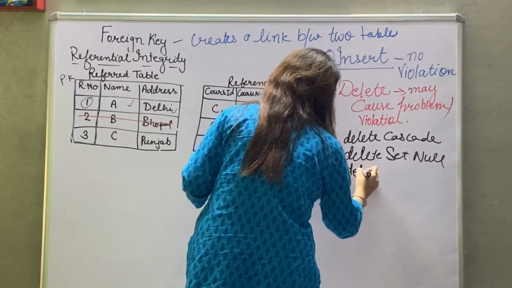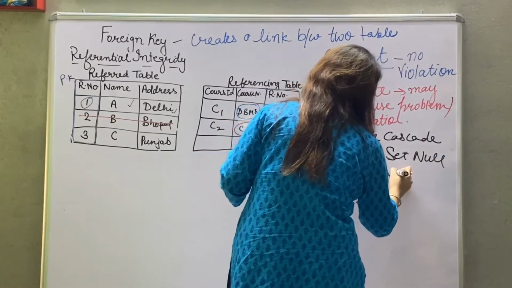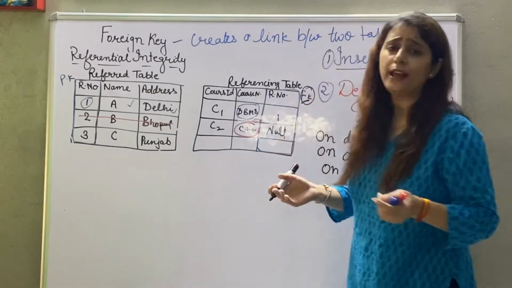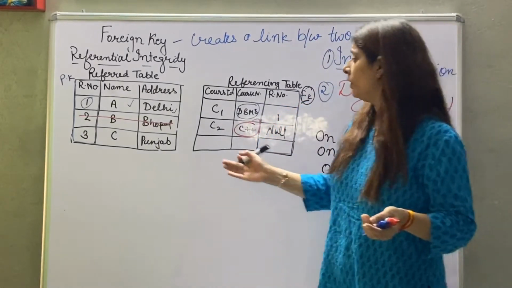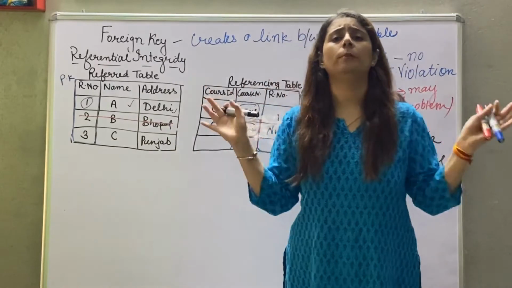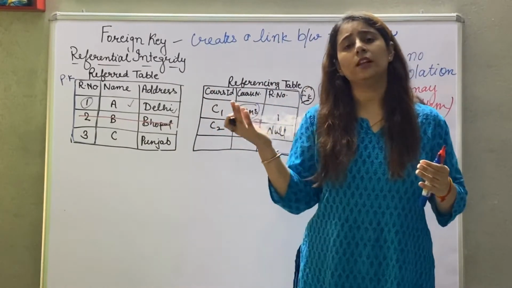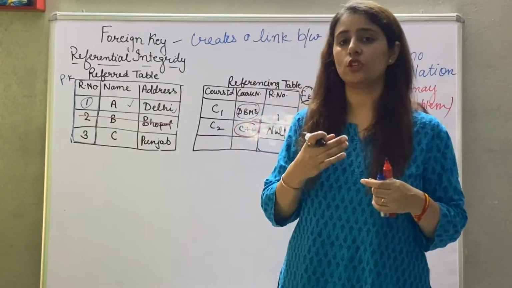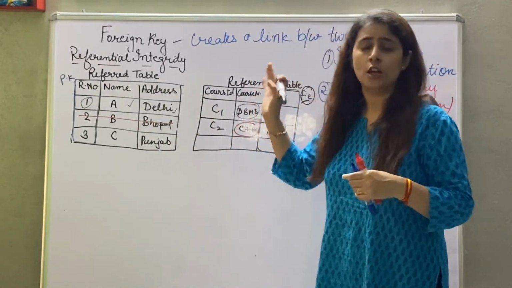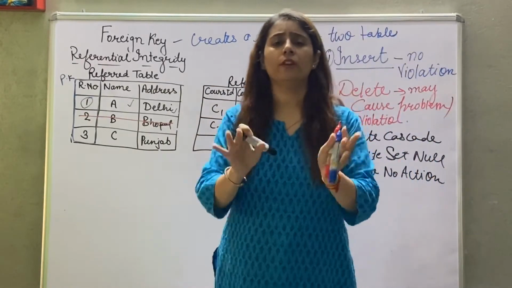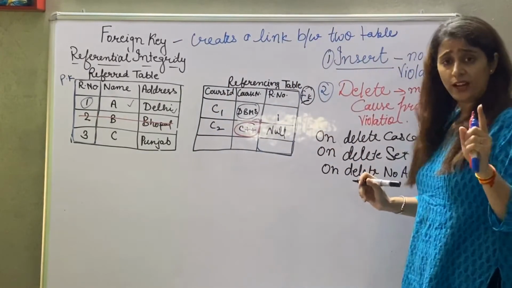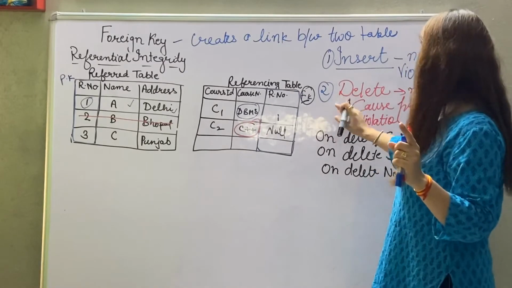Next is on delete no action. Means if you delete this, no action will be taken. The database will automatically give you the error that you cannot delete this. So no action will be performed over here. So these are three important things when you are going to delete the entry.